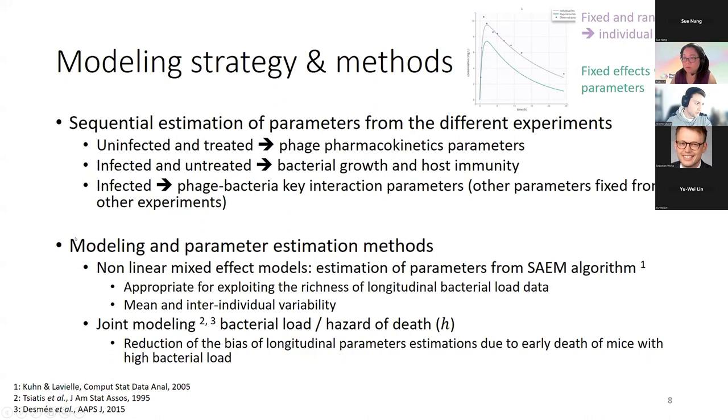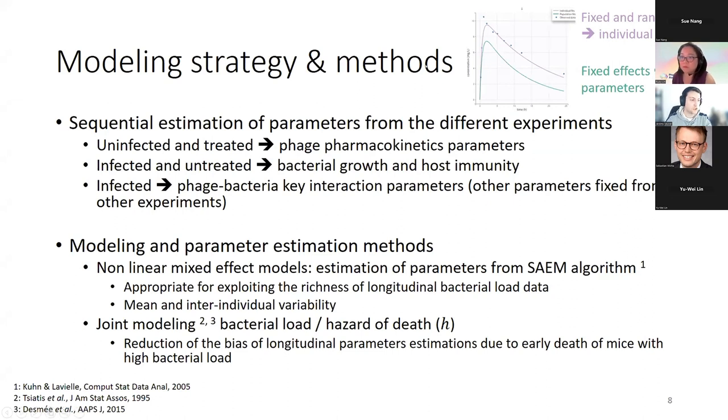So in terms of statistical tools, we used nonlinear mixed effect models and estimated parameters with the SAEM algorithm of Monolix, which is an appropriate tool to use all the richness of this longitudinal bacterial load data that we had thanks to the bioluminescent strains, and also to account for the median or mean parameters and also the variability between the mice.